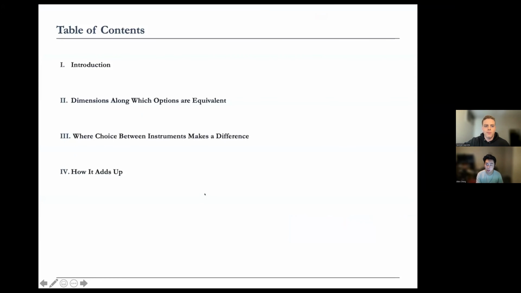So in terms of the agenda, we'll start with an introduction. We'll then go over dimensions along which the two options are equivalent. And then Spencer will speak through when the choice between the two policies makes a difference, and ultimately a conclusion on how it adds up in terms of which policy would be preferred.